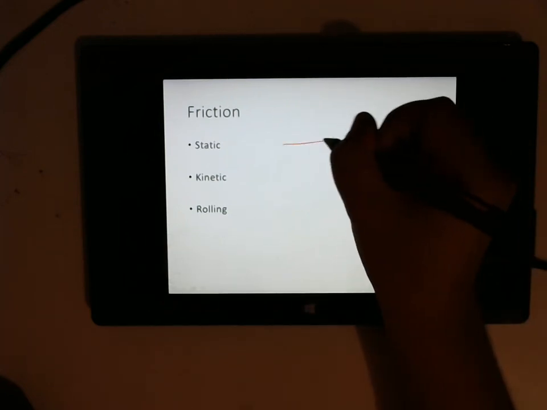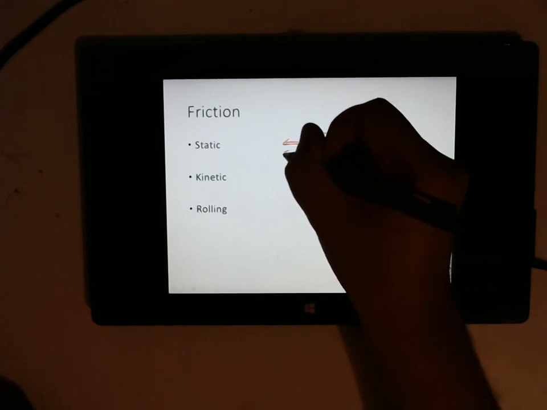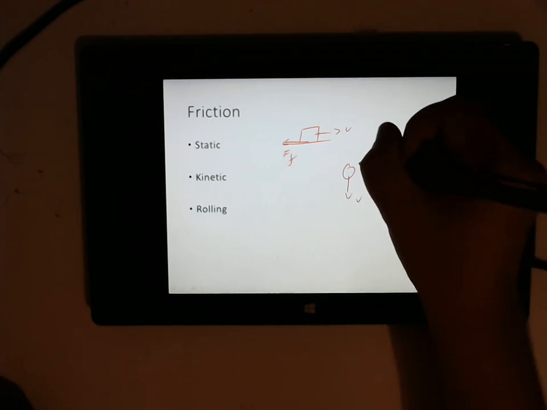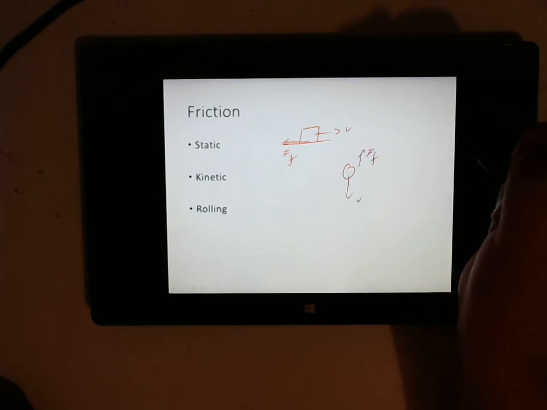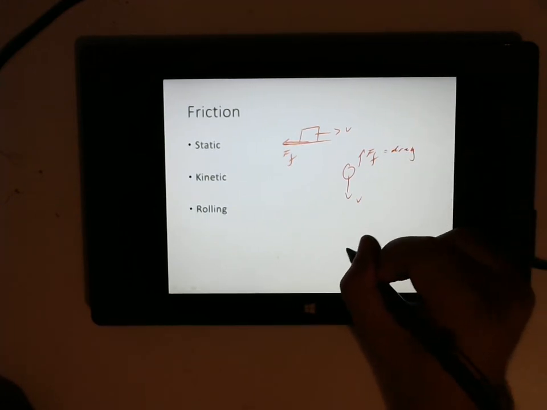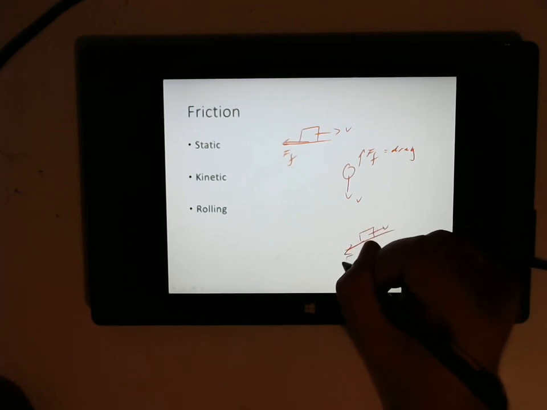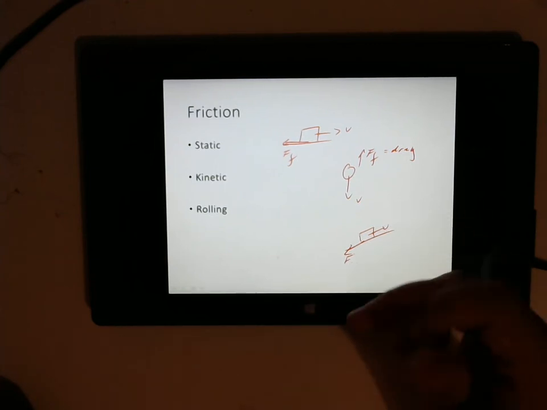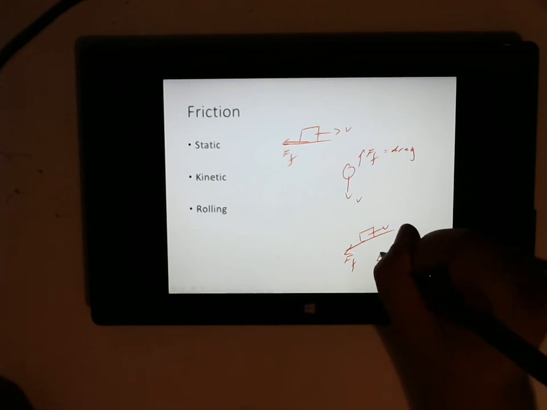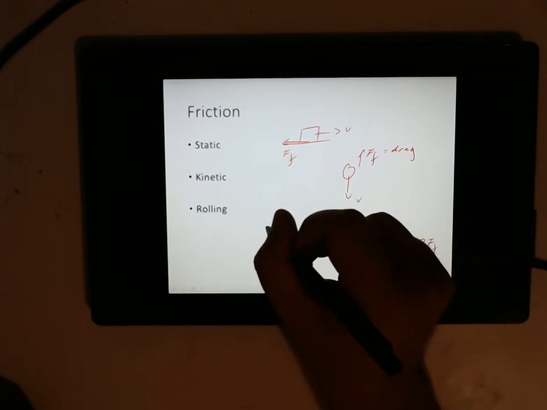So let's draw those three. If I have something going this way, my friction force goes that way. If I have something falling down, the friction force goes that way, and we call this friction drag. We'll talk about that a little bit later. If I have something going up a ramp, the friction force acts this way. Oops, that was a horrible lowercase f. Until it starts to slide back down, and then the friction changes to the other direction.